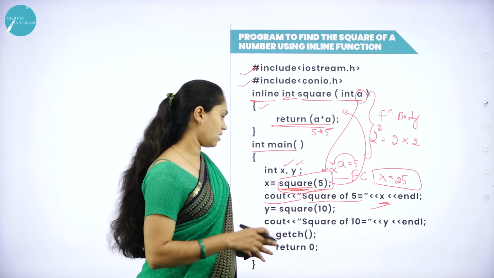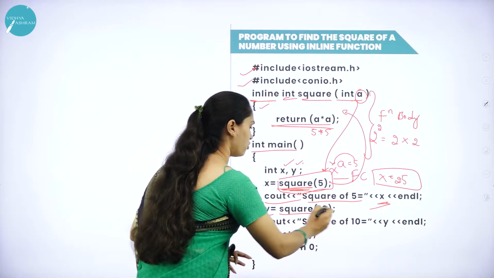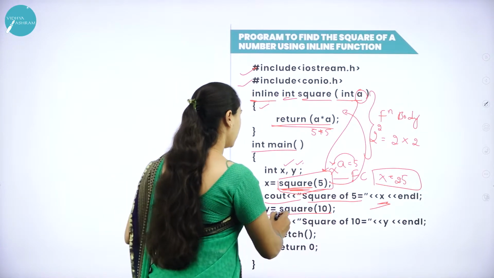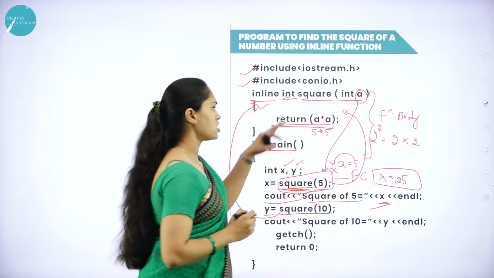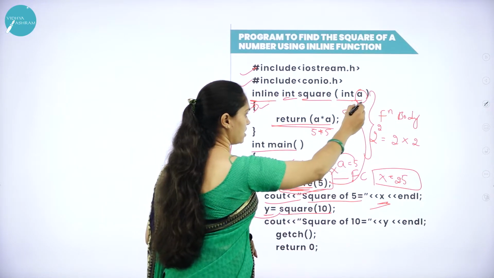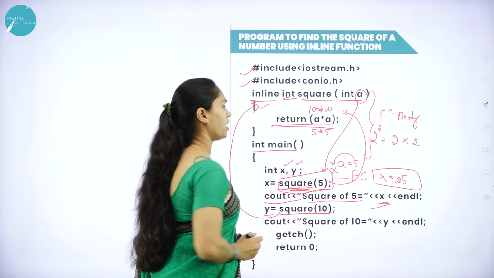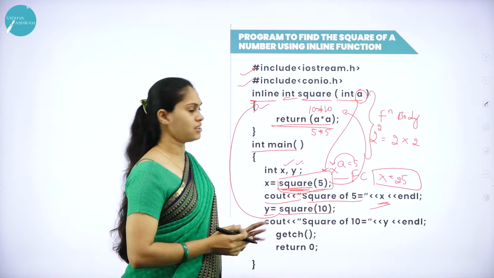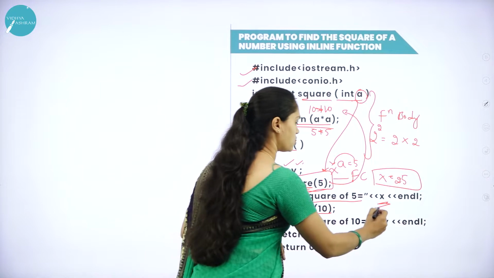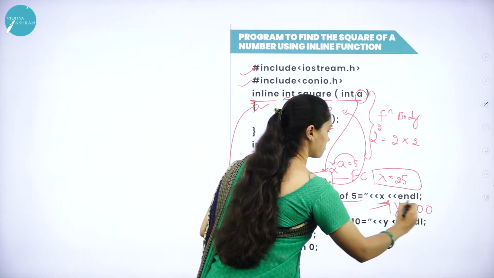Okay, in the same way I am going to call one more, that is y is equal to square of 10. So when I am calling this function square, at that time again the control will be moved back to this square function. After that, this value will be assigned to this a. In this case, 10 into 10. Okay, what is the value of 10 into 10? That is 100. That will be stored in the y variable, that is y is equal to 100.